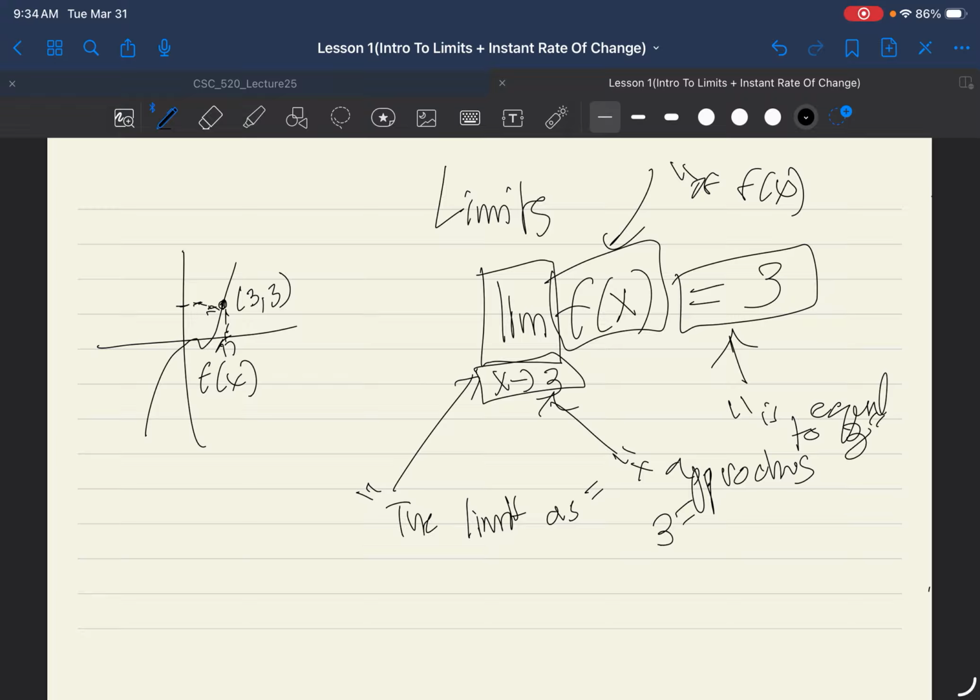And you might be asking yourself, well, how is the limit as x approaches 3 of f of x different from f of 3? In this case, it's not. But in other cases that we will see in the next video, it definitely will be. So it is very important to realize that this, for now, is equal to f of 3, but it won't always be equal to f of 3.